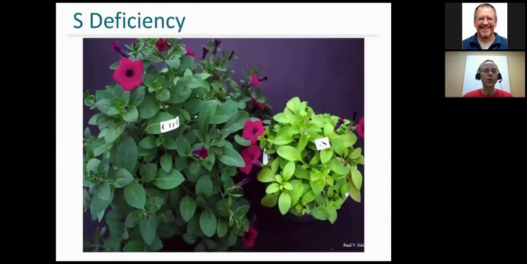So this is what it looks like in real life. You know, we have some stunted plants. So we had stunted plants in the nitrogen, but the difference here with the sulfur versus the nitrogen is the nitrogen came in at the lower part of the plant first, whereas the sulfur is over the entire plant very evenly.